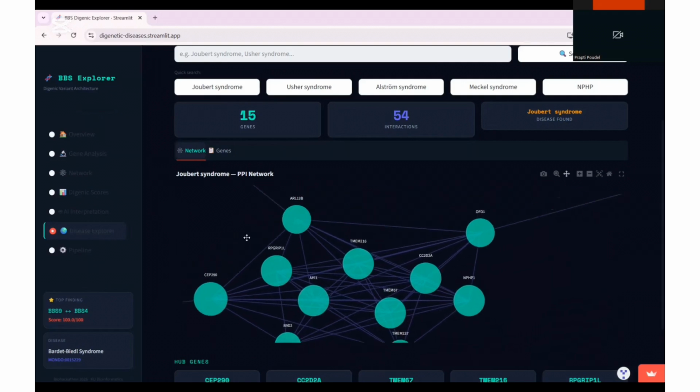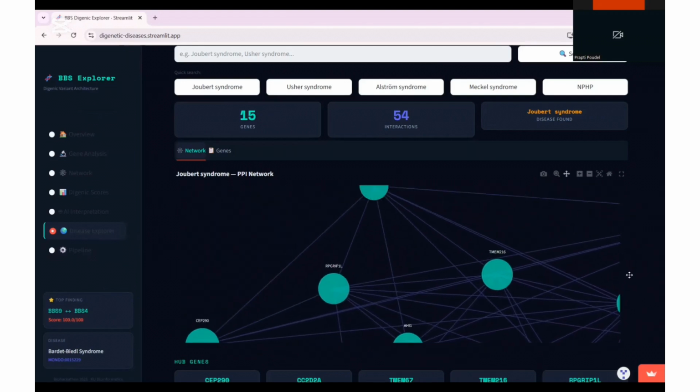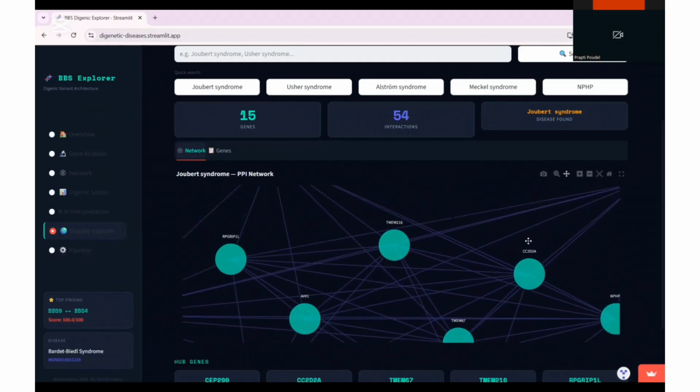So I just zoomed in. All these things help scientists and doctors to know about these rare diseases. This will help and ease a lot of things. So that's why we developed this application.